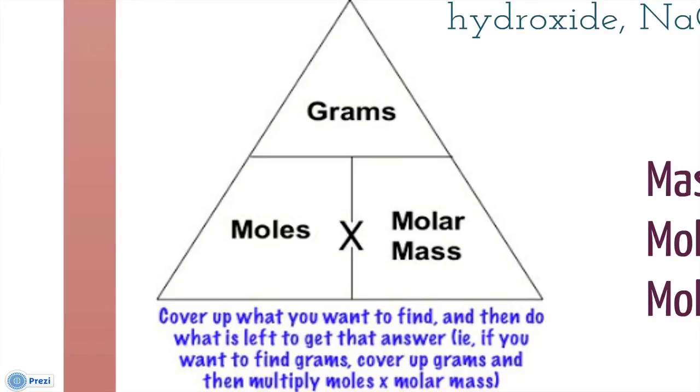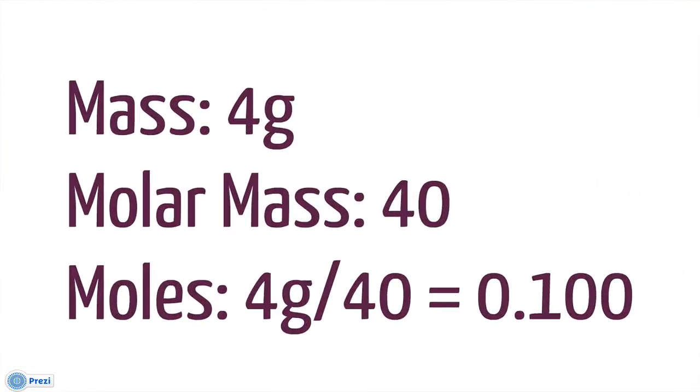So for example, if you wanted to find the number of grams, all you have to do is cover up the grams section of the triangle and then you multiply moles by molar mass, because that's what's left on the triangle. So to answer the question, you would take the mass given in the question, which is 4 grams, and divide it by the molar mass of NaOH, which if you add it together is 40. So your answer would be 0.1 moles.